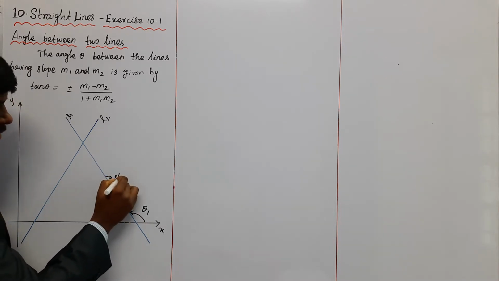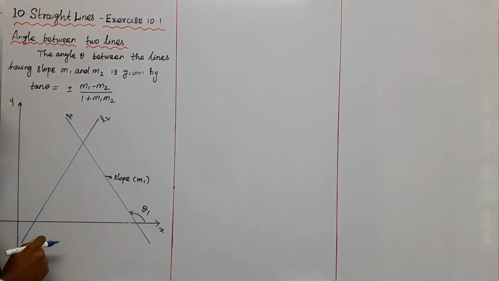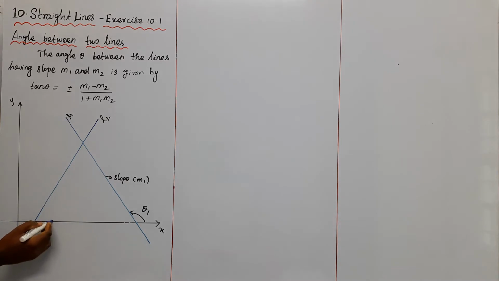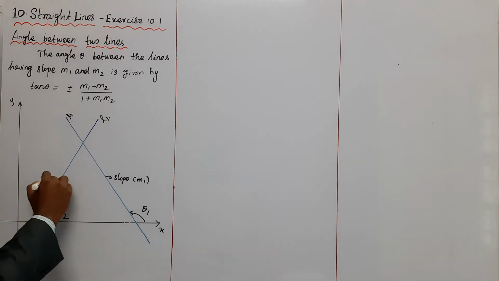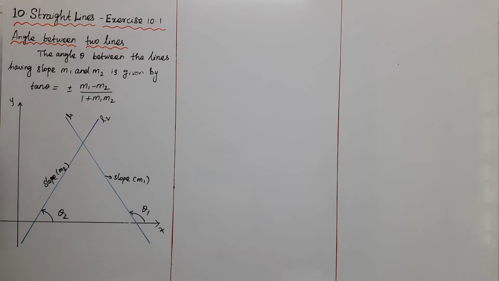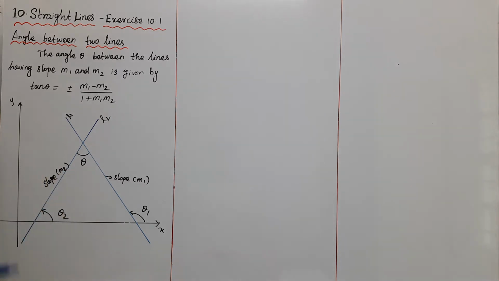Over here, the slope is what? The slope is m1. I will choose the slope m1. Similarly, the line L2 makes an angle with the positive direction of the x-axis, and that value is theta 2. Its slope I take as m2. I need the angle between these two lines. The two lines intersect. What's the angle? That's my question.